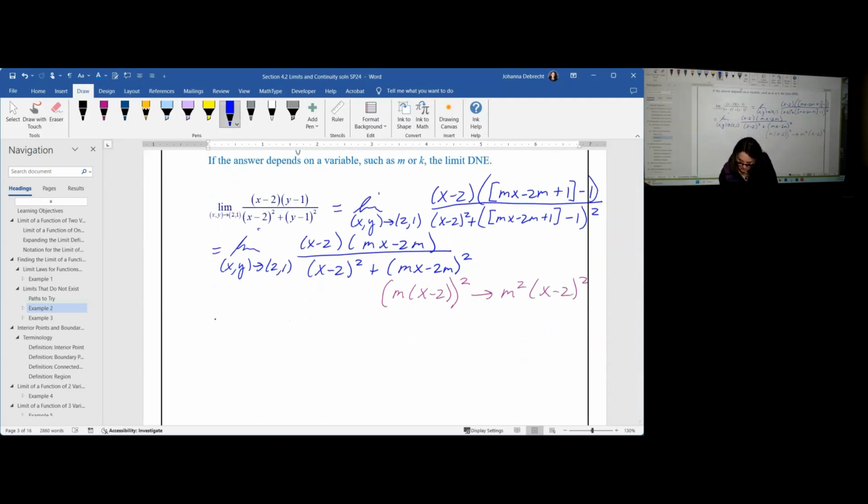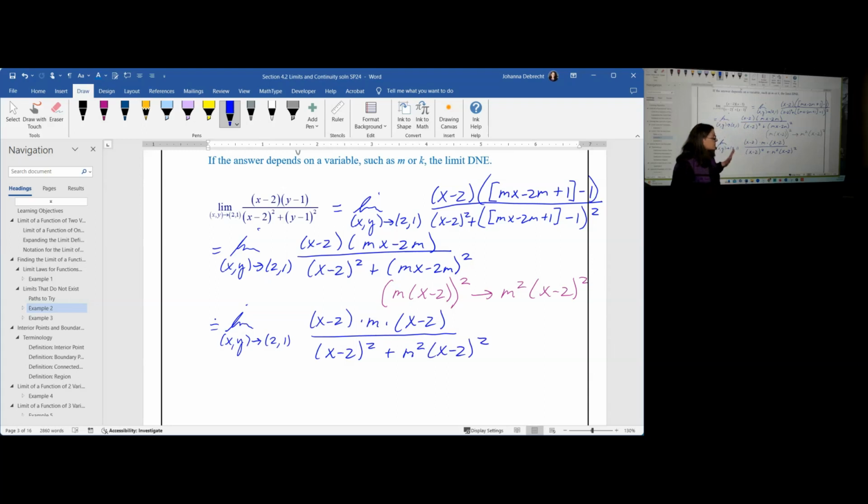What I now have for this limit, and I'm going to go ahead and write it out the long way to make sure that I don't lose anybody, is x minus 2, and I'm going to factor the m out of the numerator 1, times m times another x minus 2. And in the denominator, I have x minus 2 squared plus m squared times x minus 2 squared. I still have 2 terms in the denominator, but they have a common factor now, which is x minus 2 quantity squared. And the numerator also gives me an x minus 2 quantity squared.